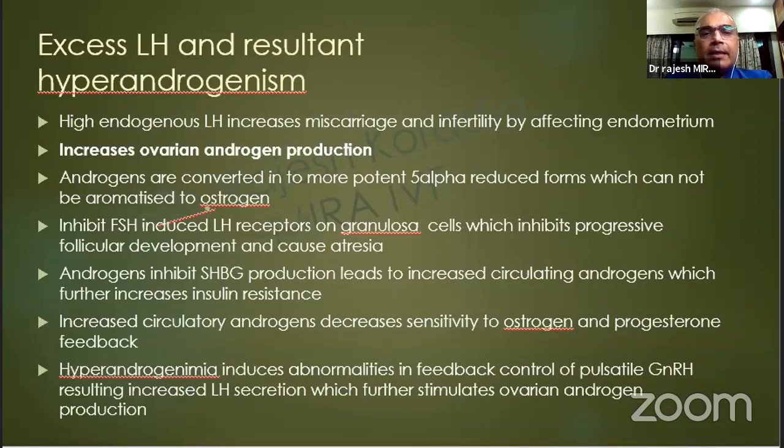And this androgen inhibits the FSH-induced LH receptor on the granulosa, which inhibits the progressive follicular development and causes atresia. Because if the LH receptors are not induced, the steroidogenic activity, estrogen biosynthesis, or granulosa mitosis, everything is affected. So it causes atresia.